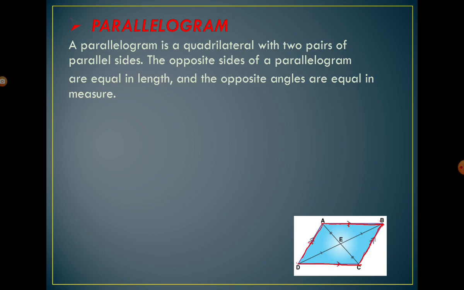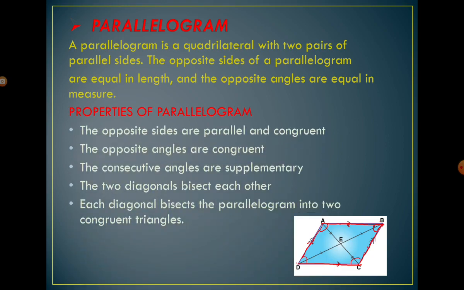The opposite sides of a parallelogram are equal in length and the opposite angles are equal in measure. So these opposite sides are equal in length, and their opposite angles are equal. This is the property. We'll see what the properties are. First, opposite sides are parallel and congruent, meaning opposite sides should be equal and parallel. Then that quadrilateral will be a parallelogram.